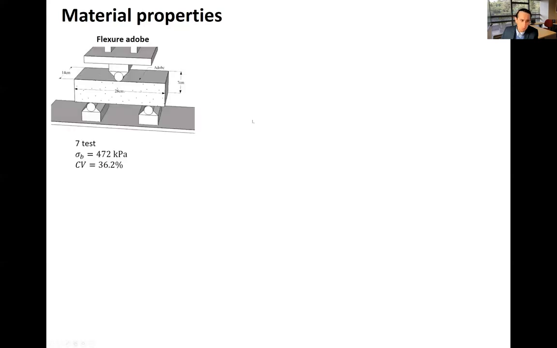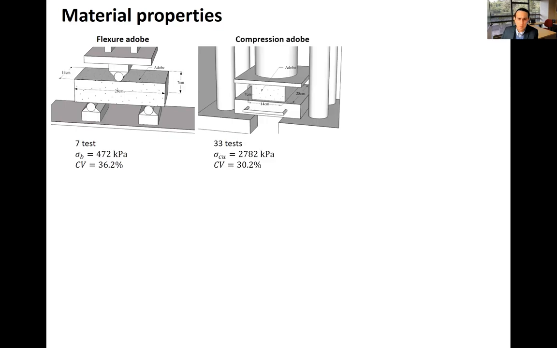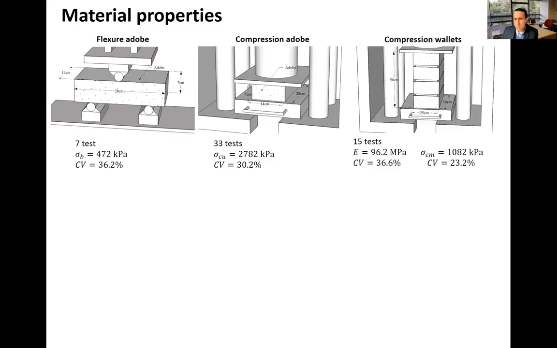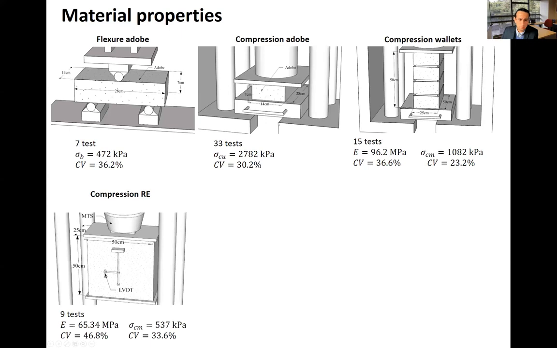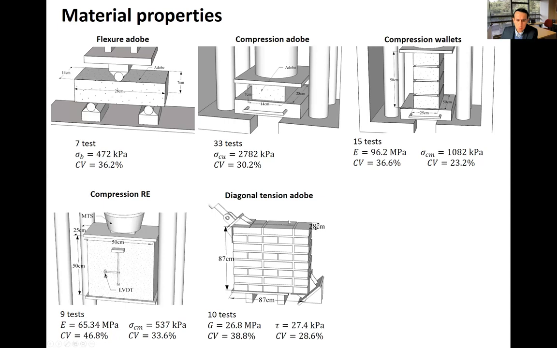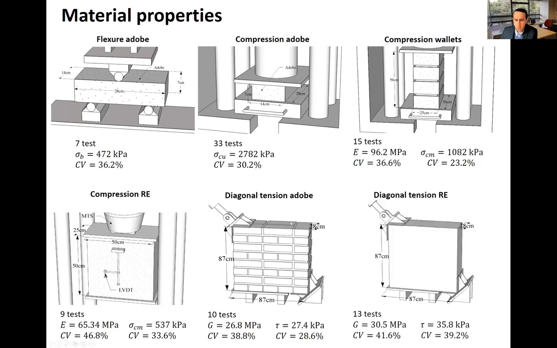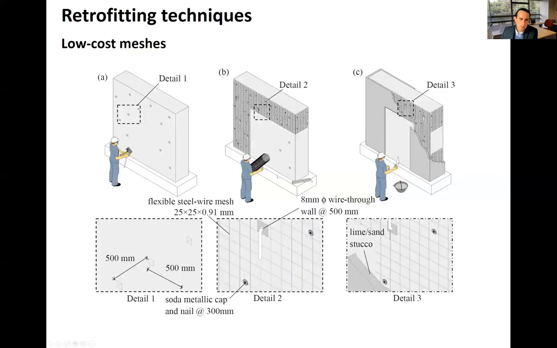So first, we studied the material properties. We have conducted many tests on this material: for adobe itself, compression and flexure; for compression wallets; for rammed earth, taking some blocks and getting the mechanical properties for compression and diagonal tension, for adobe and rammed earth. All these tests have been conducted for many of the research projects that we have conducted over time.